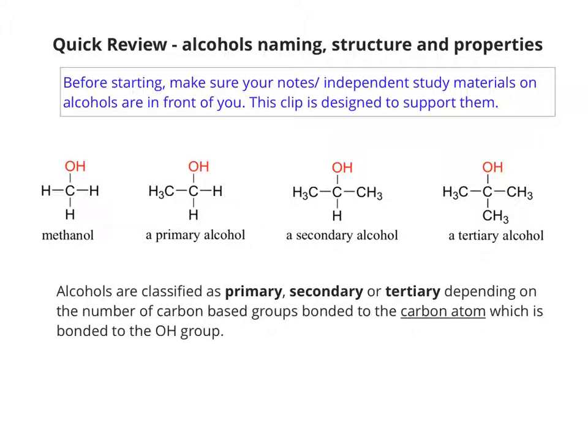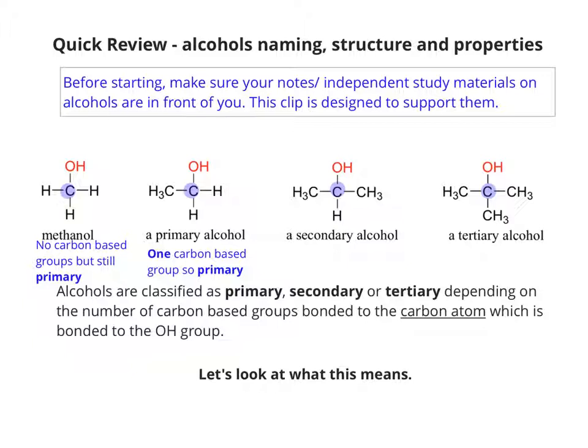So alcohols are classified as primary, secondary, or tertiary, depending on the number of carbon-based groups bonded to the carbon atom which is bonded to the OH group. So let's look at what this means. I've highlighted the carbon that is attached to the OH group in each of these molecules.